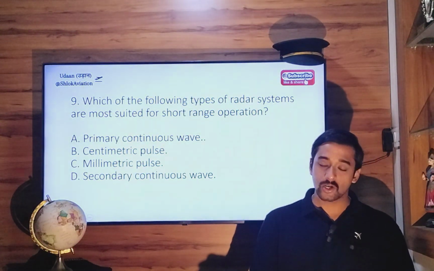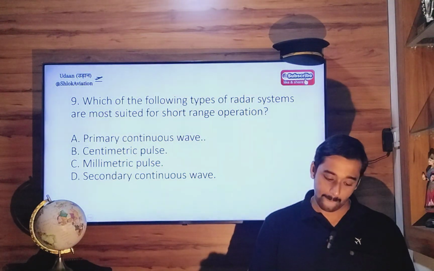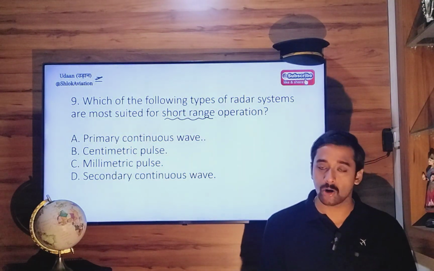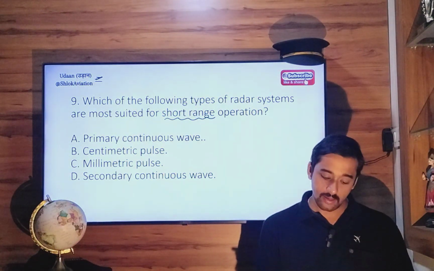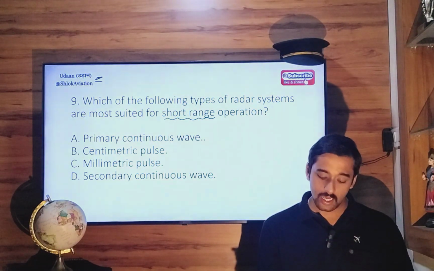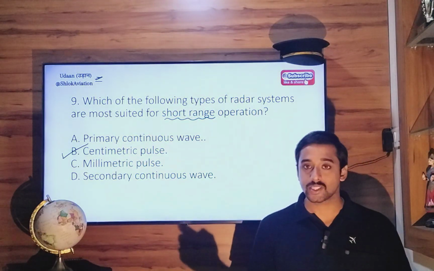Which of the following types of radar systems are most suited for short range operation? Primary continuous wave, centimetric pulse, millimetric pulse, secondary continuous wave. So the correct option here will be option Bravo, centimetric pulse.